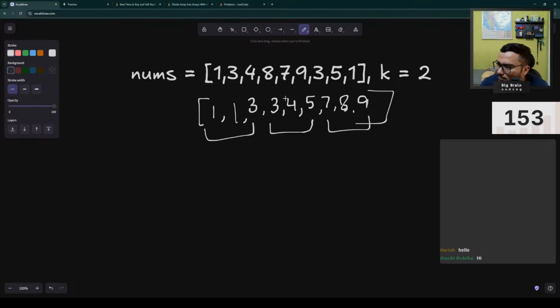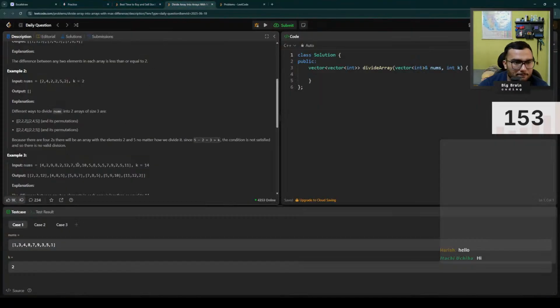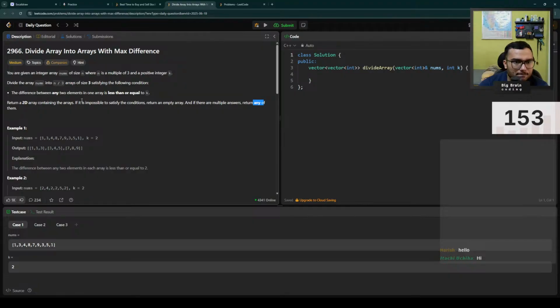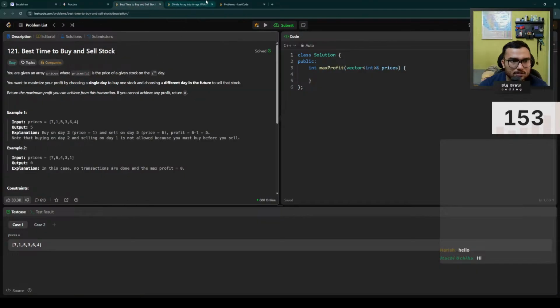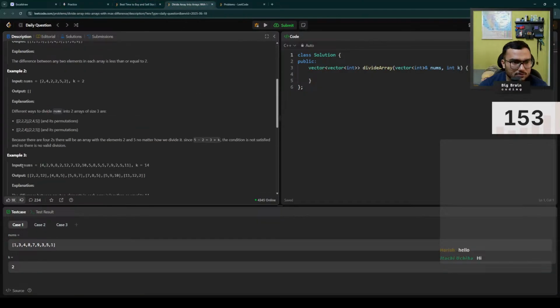Itachi Uchiha, what's up? Okay, so this might not be the trick, man. If it is impossible to satisfy the condition, return an empty array. The difference between any two elements in one array is less than or equal to k. So okay, let's take this big array, this guy.